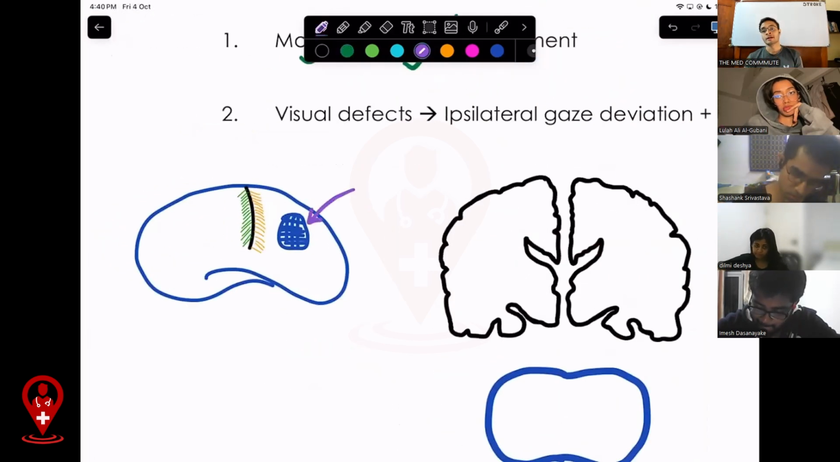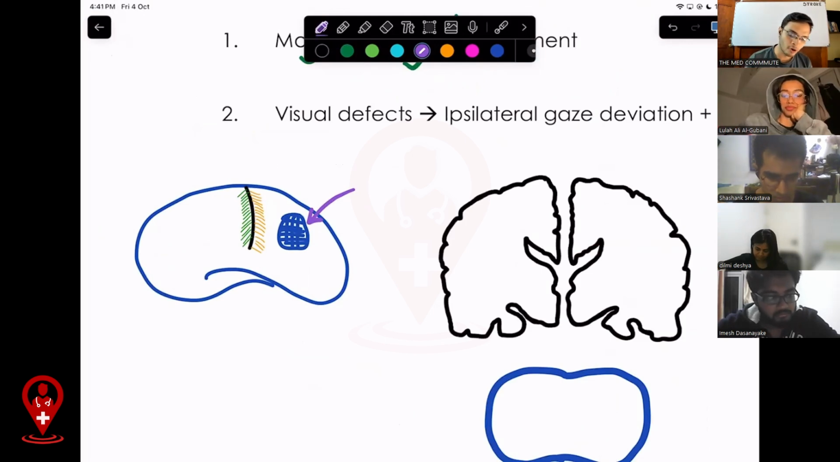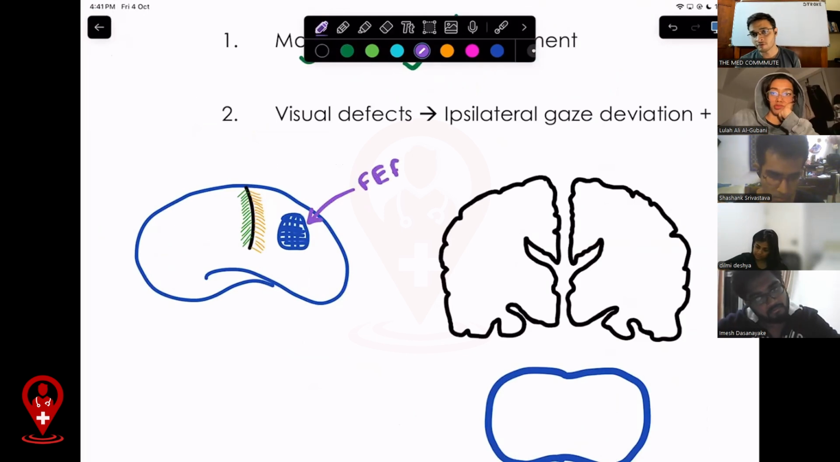Right here, when we look at the frontal cortex, the frontal area of our cerebral hemispheres, there is something called, this blue area that I've drawn is called the frontal eye field area. So this is found in the frontal lobe.